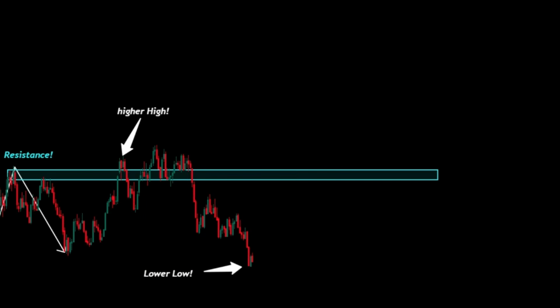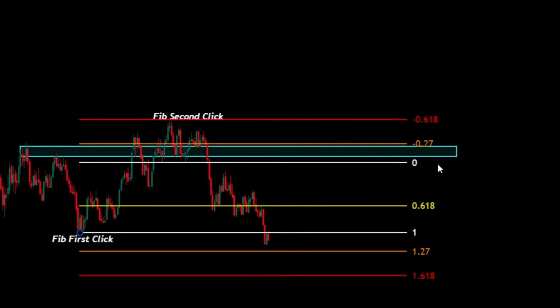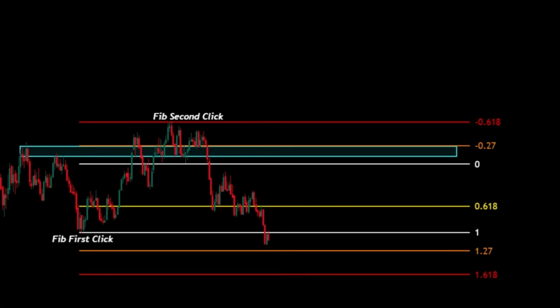And by this lower low, while most traders get confused, I can imagine there is a possibility of a Fibonacci setup, because this resistance zone seems to be a false base. The first click of Fibonacci is from the starting point of the corrective move that created the higher high. And the second click is at the exact end of that higher high, or the breakout. And once I apply the Fibonacci, just like before, the second click or the end of that higher high must be exactly on minus 0.618 level and not 0 like in traditional Fibonacci techniques.